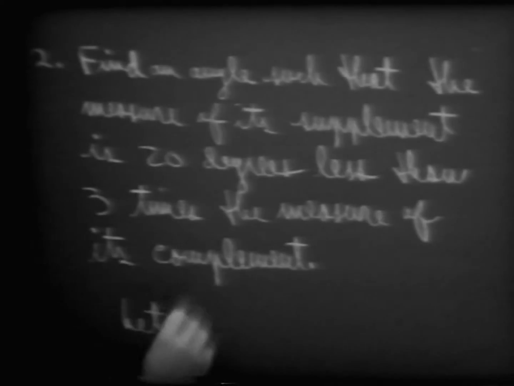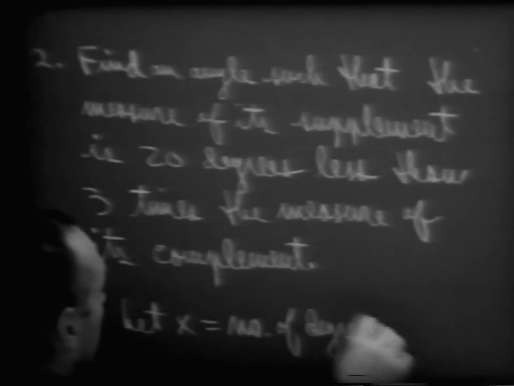Here we have a problem which says, find an angle such that the measure of its supplement is 20 degrees less than 3 times the measure of its complement. You think about that for a second and you say, all right, I ask you, what's the angle? Now, this is about the third time that I've asked this question, and rather than thinking of a number, I don't want you to think of a number. When I ask you, what's the angle? Brenda says, x. All right, let's let x be the number of degrees in the angle.